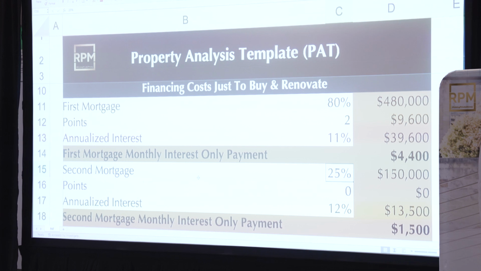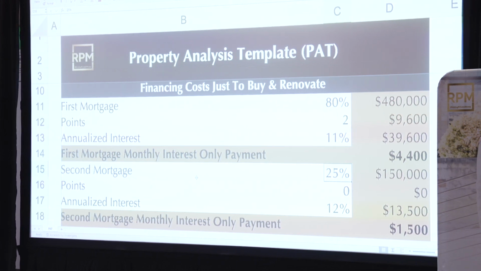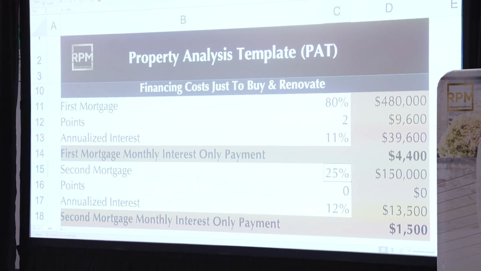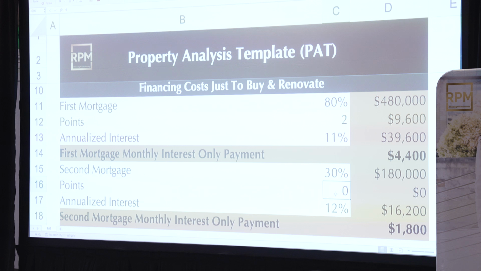Ooh, I'm getting some different numbers. This is good. We may be thinking 20, and then we have carrying cost. So I always, by default, put 110% in here. If my hard money lender is giving me 80, I'm going to put 30% in here. Sometimes it's 7, sometimes it's 8. That is not going to make or break your deal.